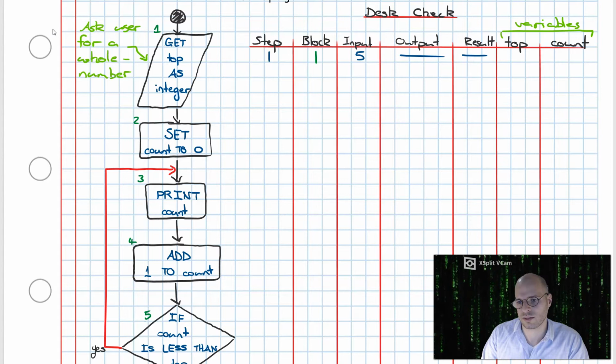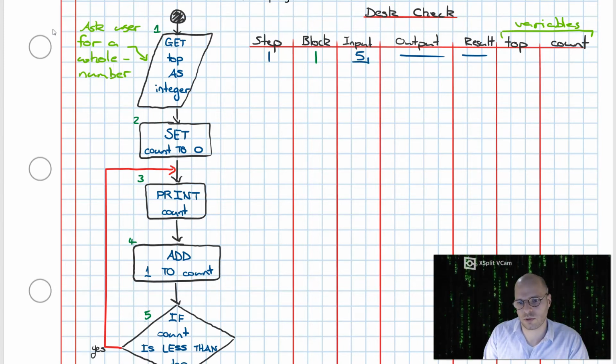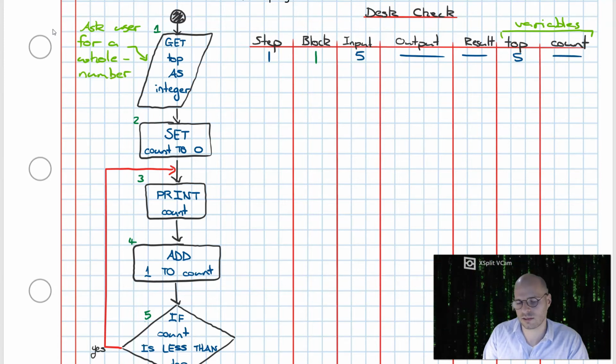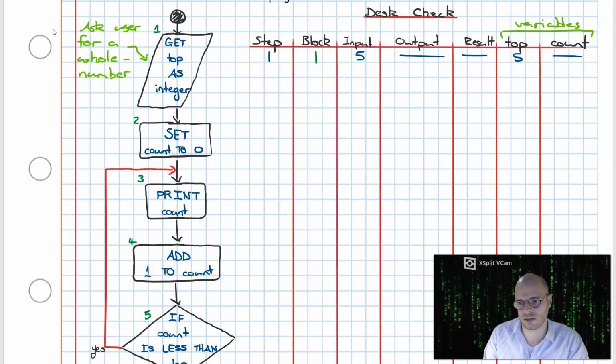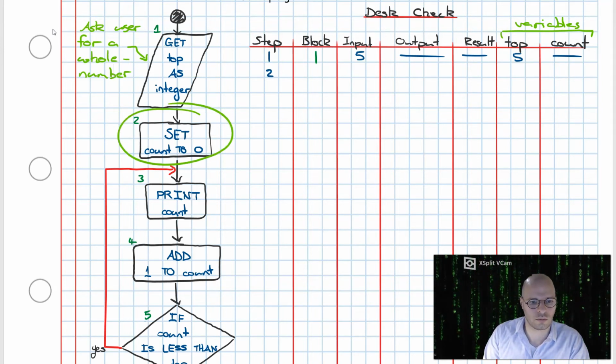Now moving across, we see our variables top and count. For the first instance, it says get top as integer, or get top as a whole number. The input to the program was 5. As a result, 5 is going to get placed in top. Regarding count itself, it doesn't have a value, so we're going to put a dash. Once again, this symbolizes that there's no information inside of count. It's not 0, it's nothing. Alright, step 2, we move down to block 2.